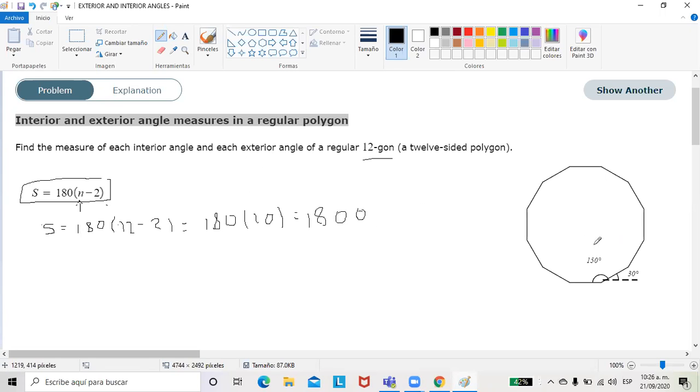So this is the sum of all the angles, and as we know that this is a regular polygon, all the inner angles must be the same, must have the same measure. So in this case, the inner angle is equal to 1800 divided by 12.